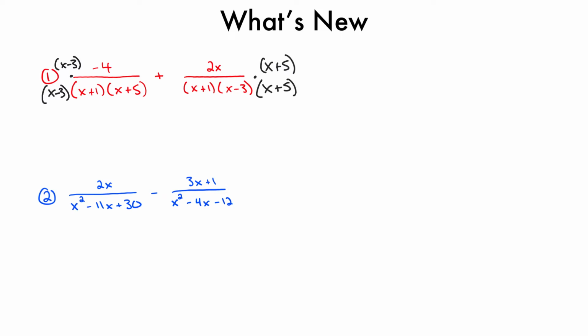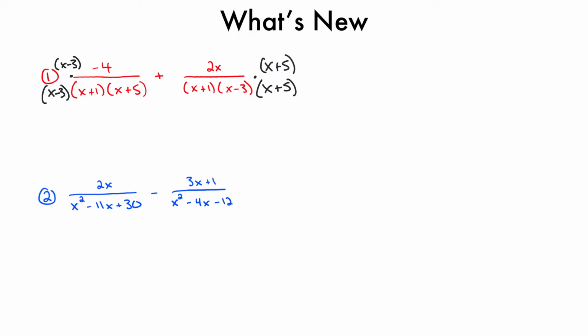I can get away with doing that because if I multiply top and bottom of a fraction by x plus 5 over x plus 5, multiplying it by the number 1, I'm not changing its value, I'm just changing the way it looks. But that will allow all the denominators to be the same. Key point, do not multiply out the denominators. Keep the denominators factored.